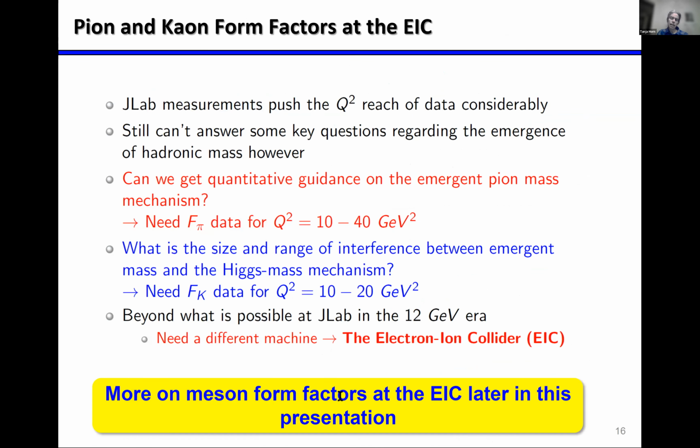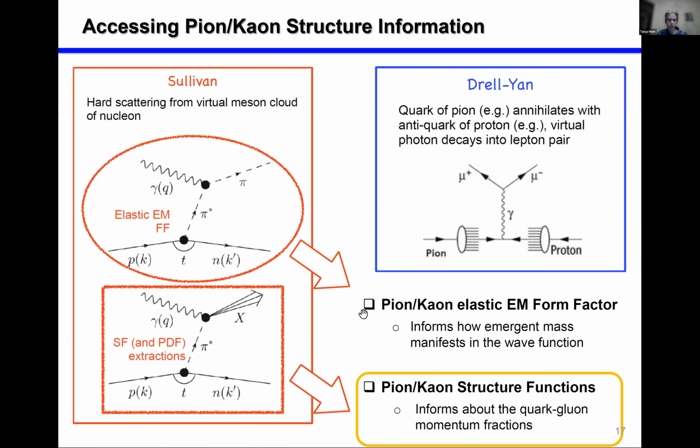But as I said, the upgrade will push the Q-squared reach quite a bit. There are still some key questions regarding the emergent hadronic mass that we cannot quite answer there. In particular, we would need data even beyond 10 GeV squared, as it says here. For this, one needs a different machine, and that would be the Electron-Ion Collider. I'll talk more about that a little bit later, because first I'd like to focus on the other process I mentioned earlier: the measurement of structure functions and PDF extractions from the data, which give us information about the quark-gluon momentum fractions.